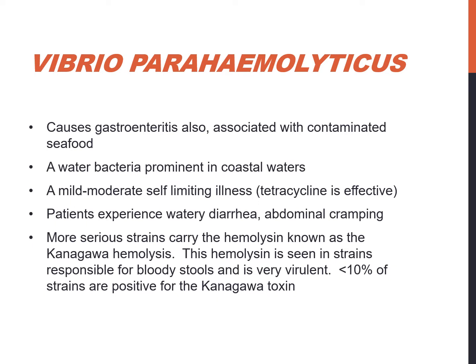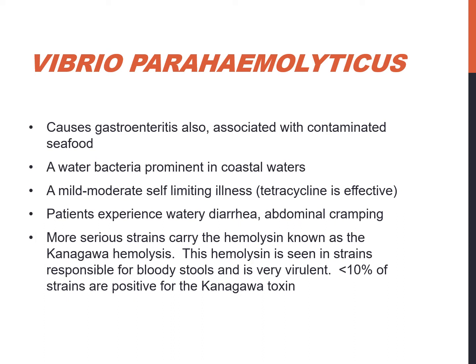They also experience things like fever, chills, nausea, and vomiting for about 3 days. The more serious type of Vibrio parahaemolyticus infection is associated with the Kanagawa hemolysin. This hemolysin is seen in strains responsible for bloody stools. It's very virulent. Less than 10% of the strains are positive for the Kanagawa toxin.